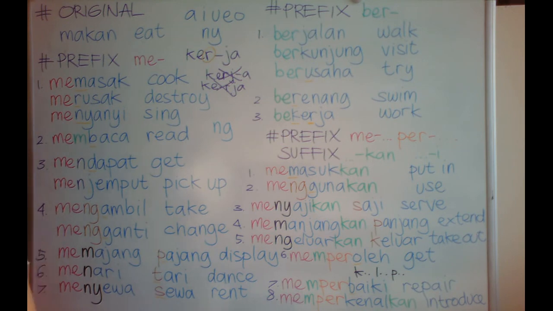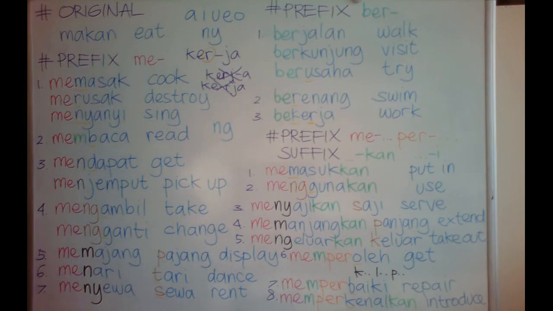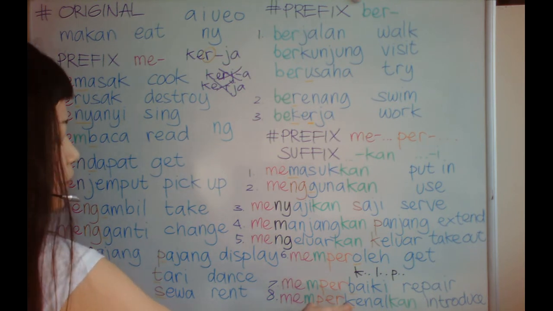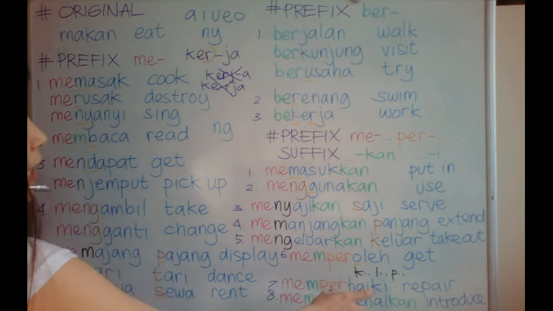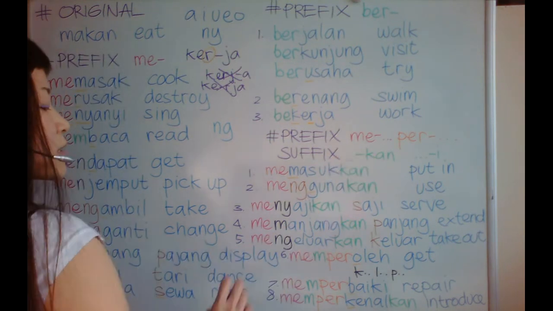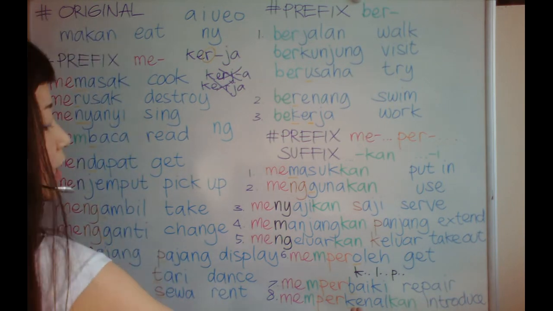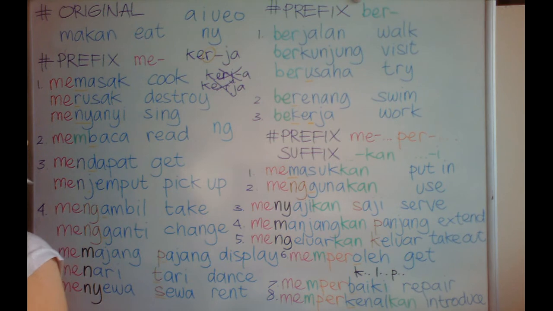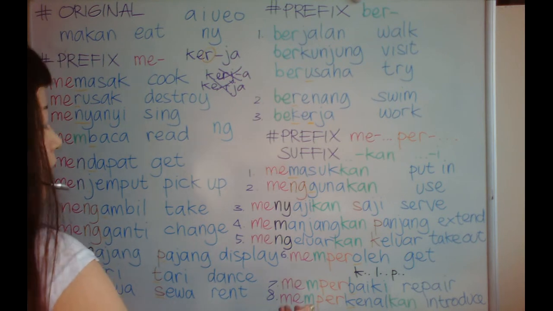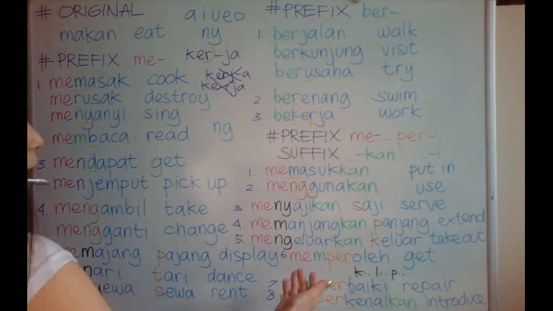Number 8, if it started with K, first prefix mem, second prefix per, and then the word itself, kenal, it means know, kan is the suffix, memperkenalkan, introduce, kenal is know. Can number 7 become memperbaikan? Cannot. Can number 8 become memperkenali? Cannot. It has to be like this.